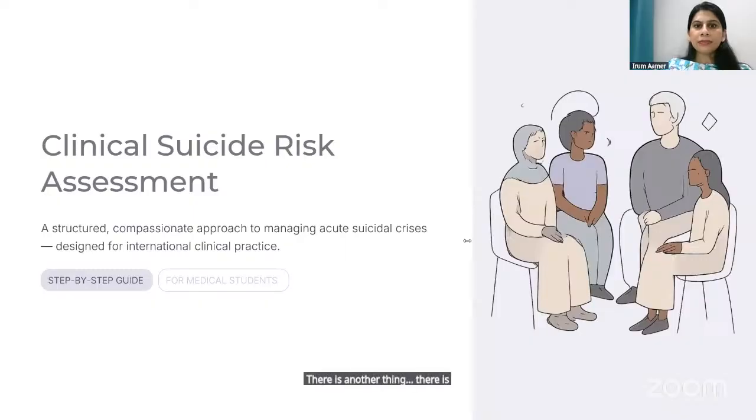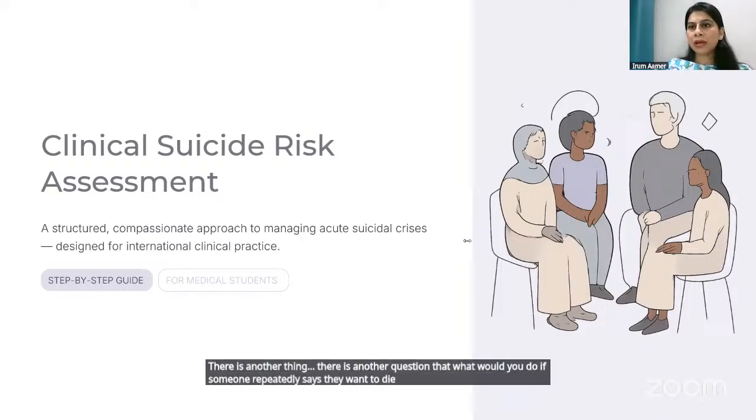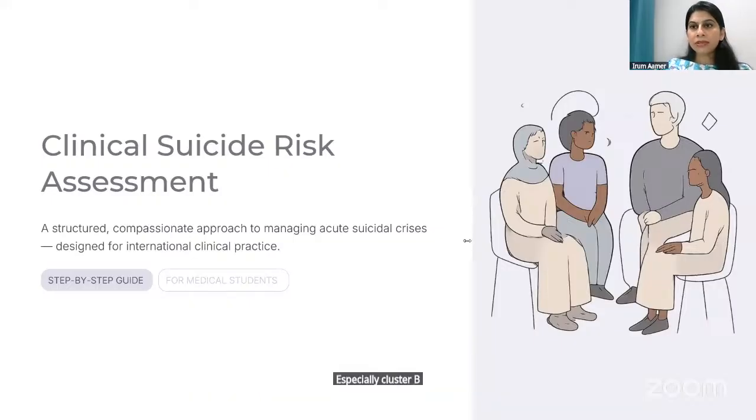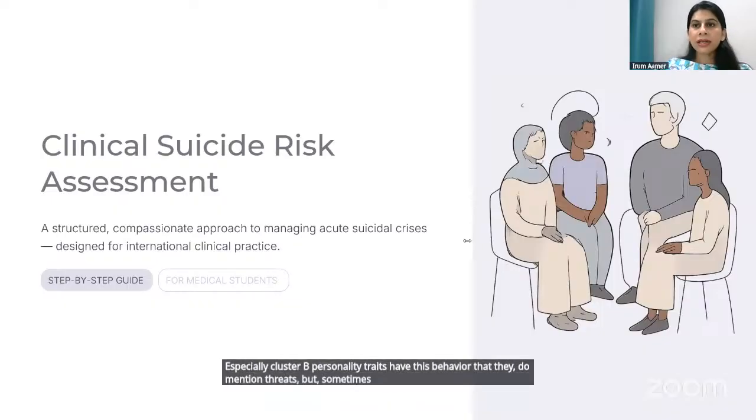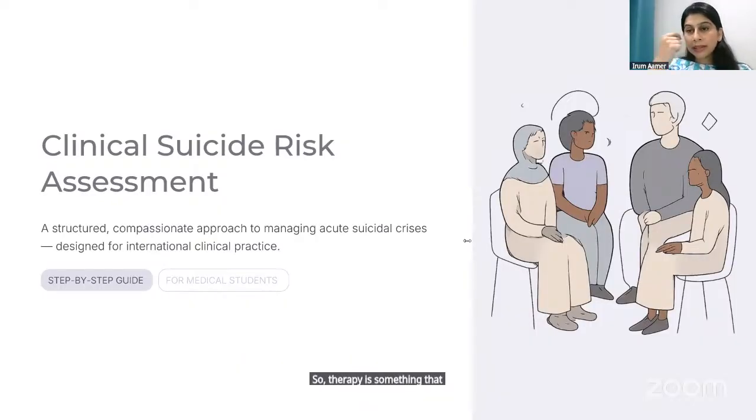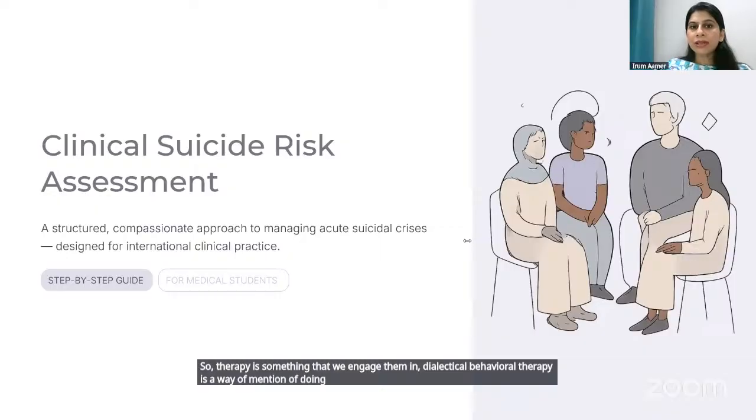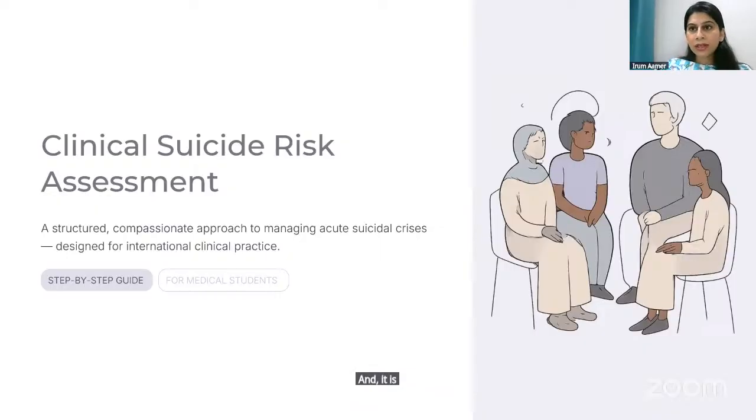There is another question: what would you do if someone repeatedly says they want to die but has no plan, and how do you calm them down? In my experience, most patients with personality disorders, especially cluster B personality traits, have this behavior. They do mention threats, and sometimes they have the intent and the plan, but they do not execute it. They do give threats to the family and to the attendants. So therapy is something we engage them in. Dialectical behavioral therapy is a way of reducing this behavior, and it is very effective. Whoever you are dealing with should be in therapy.